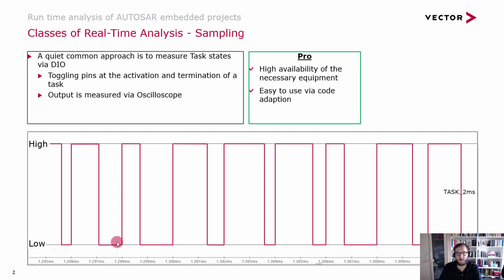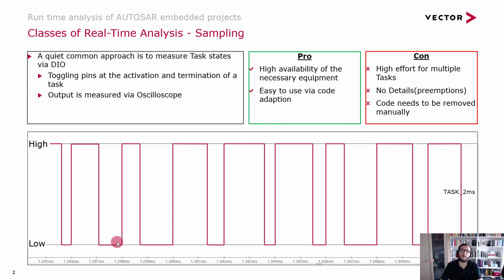Of course, with this easiness, there also comes a downside. The effort that you have in order to instrument the tasks and also in order to record these state changes as shown here with the oscilloscope is getting higher the more tasks you want to analyze. Of course, if you do it only for one task, it's fairly easy. But since you have hundreds of tasks in a complex system, it can be quite a high effort to instrument all of them and also to measure them.